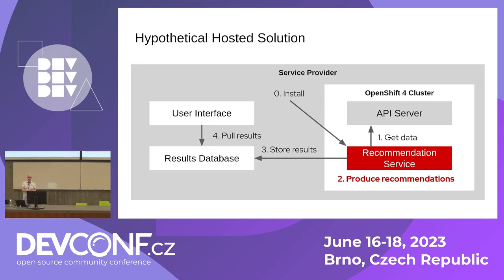If we didn't limit ourselves, if we dropped the on-prem requirement, and if we considered only hosted solutions, this is what the architecture could look like. And spoiler alert, this is what it looks like, kind of, for hosted OpenShift products like Red Hat OpenShift on AWS and OpenShift Dedicated, where the service provider actually can install an additional component onto the cluster to evaluate the recommendations within the cluster, and only results are sent out and then perhaps displayed in a user interface. Not a topic for this talk, perhaps next time.